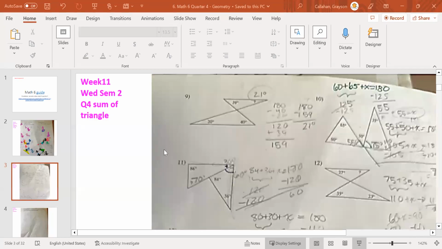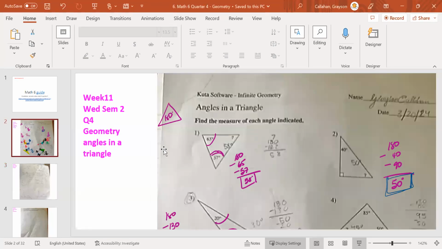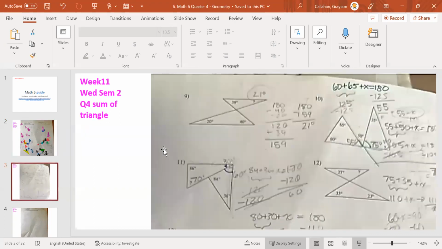Okay, so let's go ahead and get started with today's stuff. This is a continuation of angles in a triangle. So this is the second page of that.